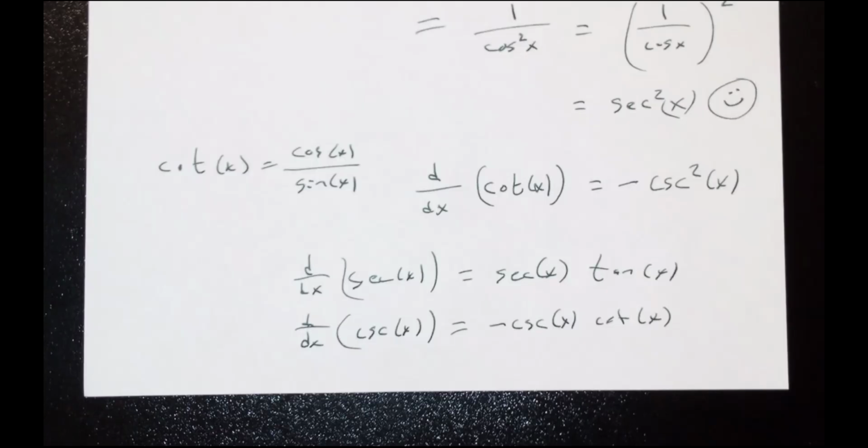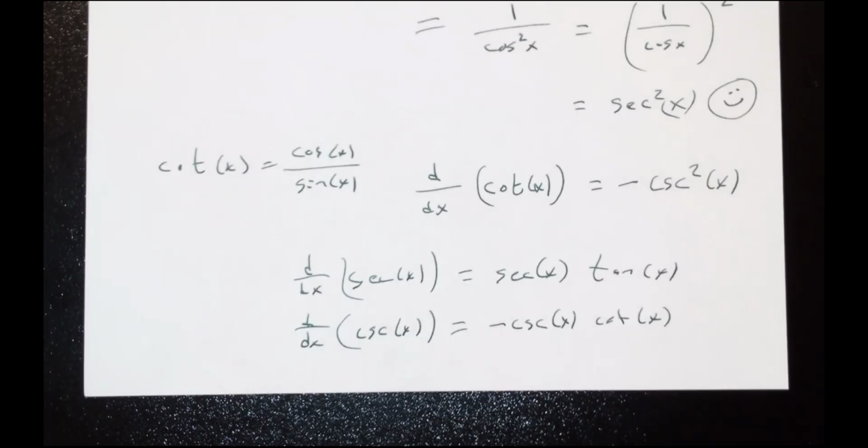But something interesting has just happened here. Derivative of sine is cosine. Derivative of cosine is minus sine. The derivative of tangent is secant squared. The derivative of cotangent isn't cosecant squared, it's minus cosecant squared. The derivative of secant is secant tangent. The derivative of cosecant, cosecant, cotangent with a minus sign. Every time I swap a function for the cofunction, I get an extra minus sign.